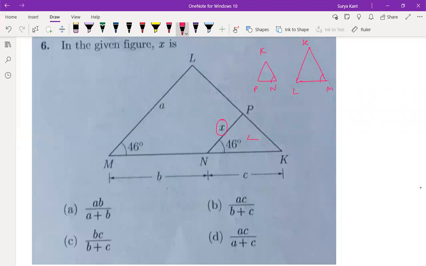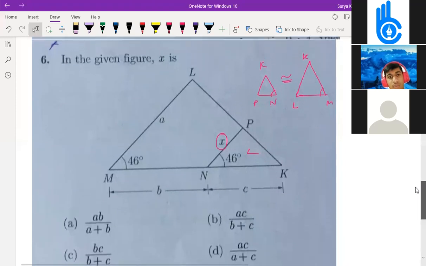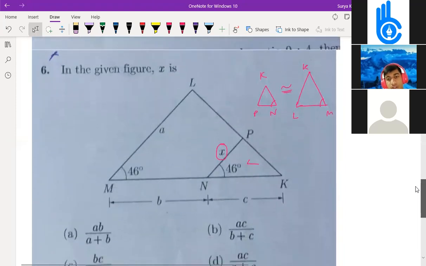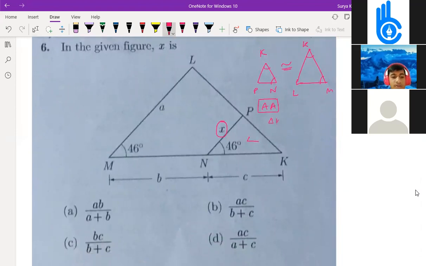LM and PN are parallel, right? And they have a common angle. Without parallel also we can do it, as they have a common angle K, and 46 degrees and 46 degrees are equal. Yes, by AA similarity.